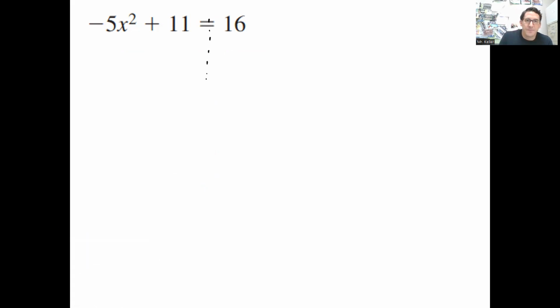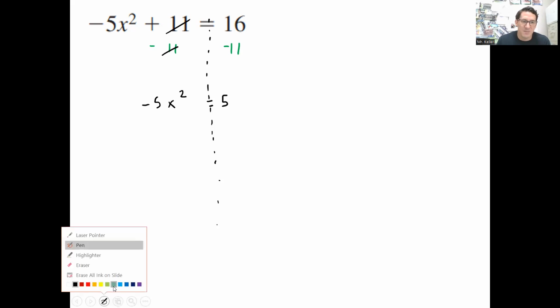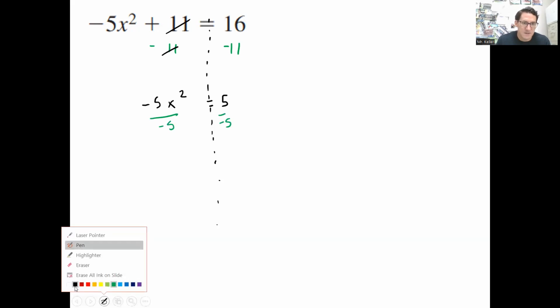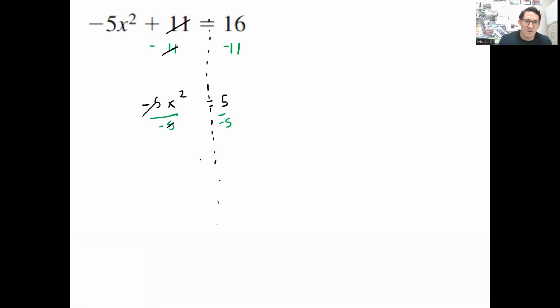So, line of separation. First step on this one, I'm going to subtract 11 from both sides. Plus 11 minus 11 cancels out, so you get negative 5x squared is what's left on the left side. 16 minus 11 is 5. Next step, I'm going to divide both sides by negative 5. So these cancel each other out. You get x squared is equal to 5 divided by negative 5, which is negative 1.